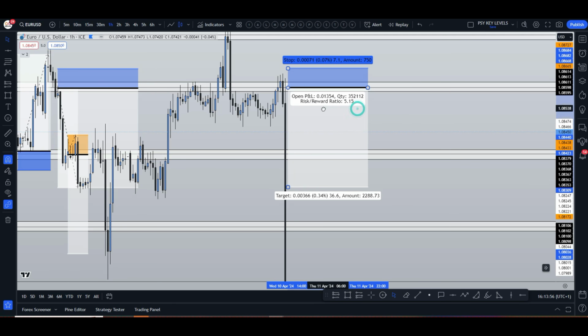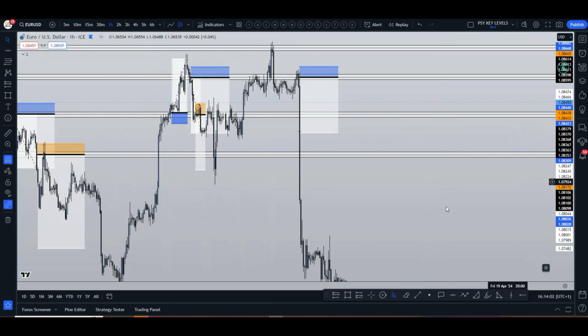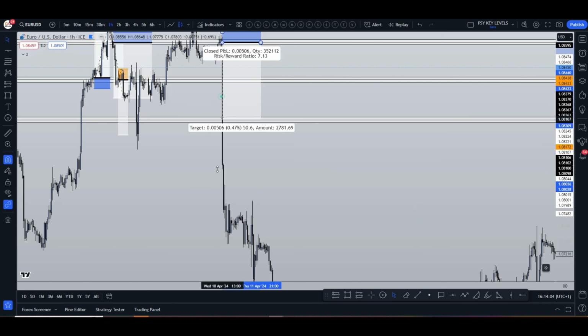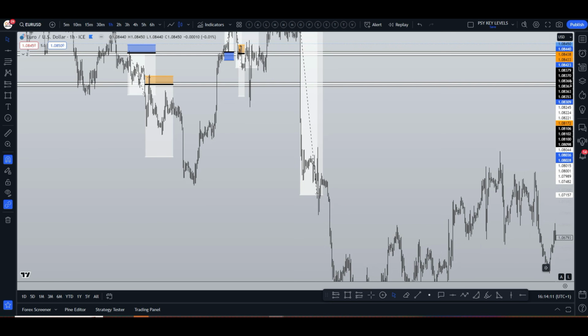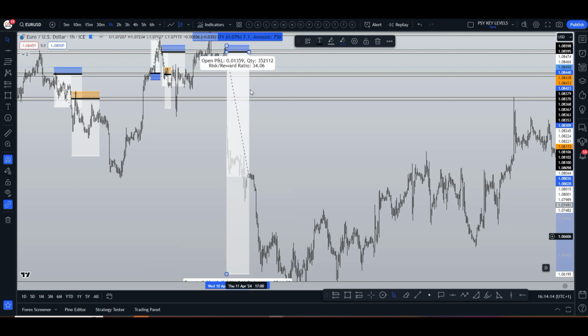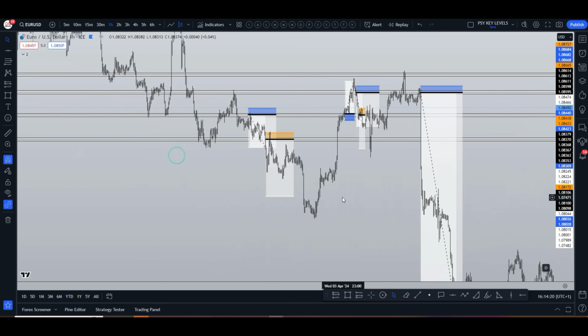Price comes up to retest, right? And look at this, guys, where does this fall to? This is crazy. On Euro USD, guys, 1 to 20, and it keeps on going. Imagine you would have held on to this, 1 to 34. I might start trading Euro USD.